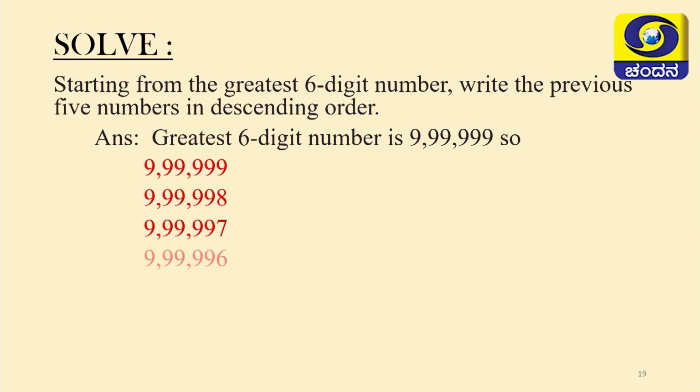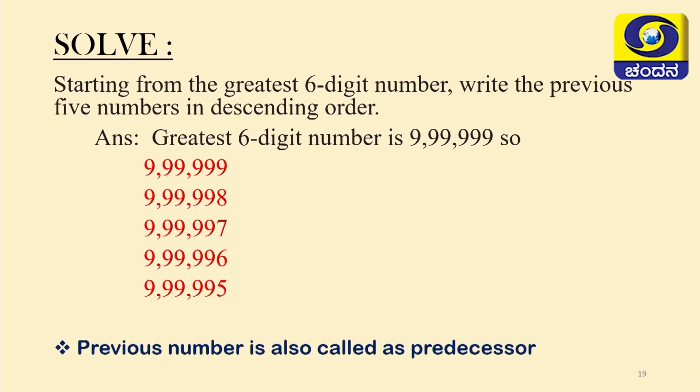Next one, 9,99,996. Next one, 9,99,995. Which is next one? 9,99,994. These are previous numbers. Previous number is also called predecessor.